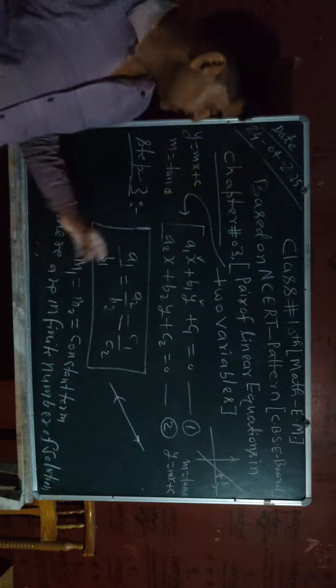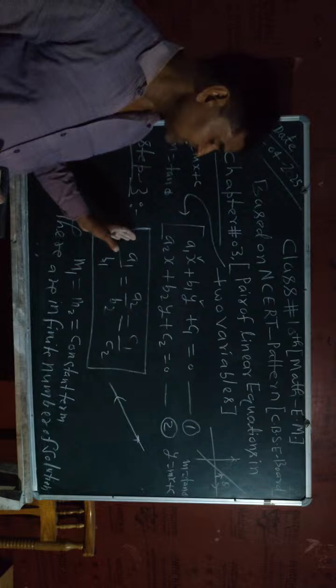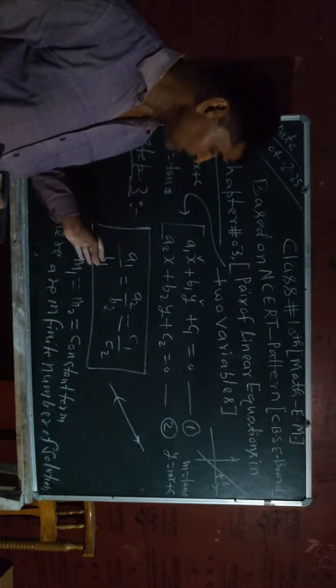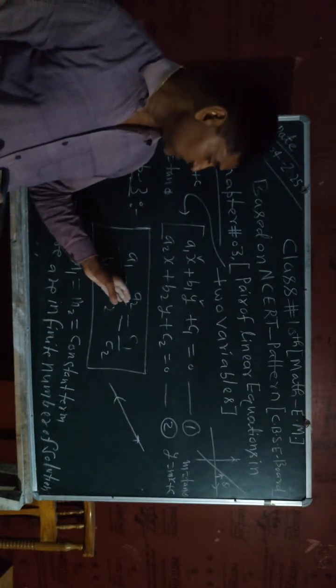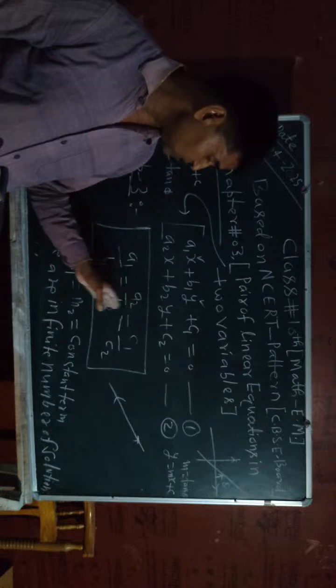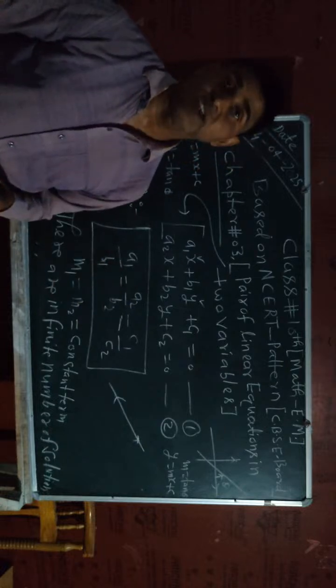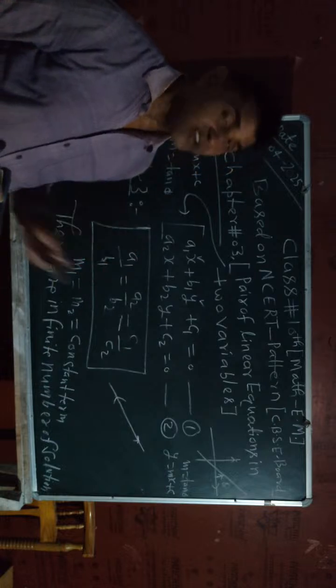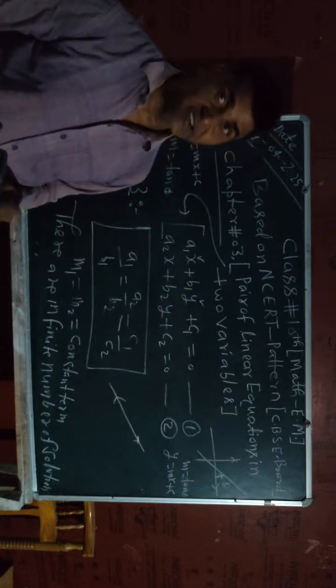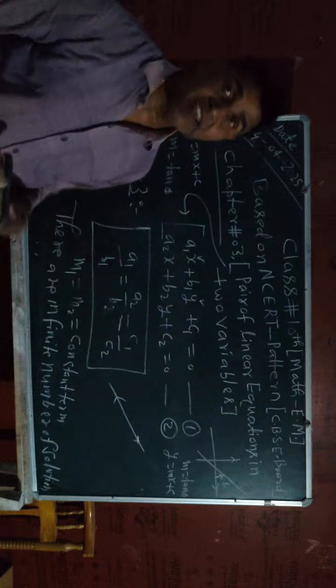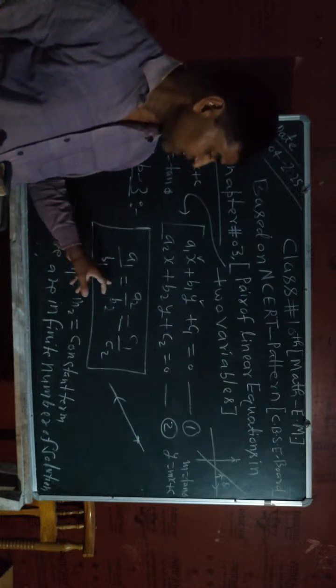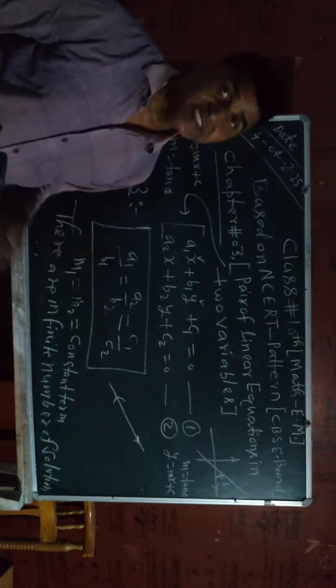But in the second case I have written, in the second step, a1 divided by a2 is equal to a2 divided by b2, which is not equal to c1 divided by c2. It means that both lines have the same slope. It means that both lines are parallel to each other.